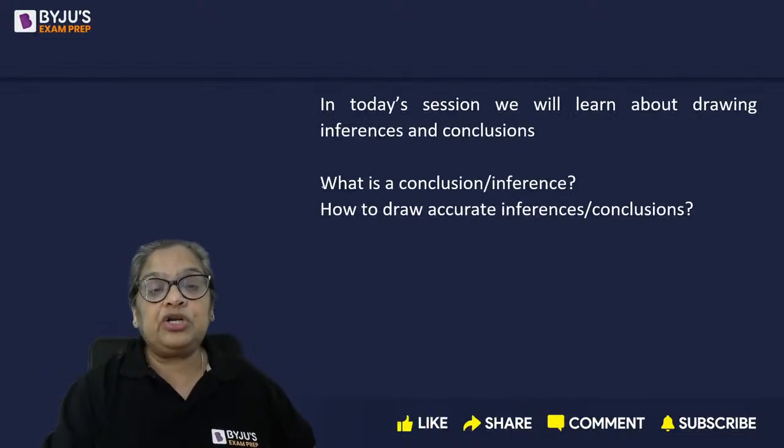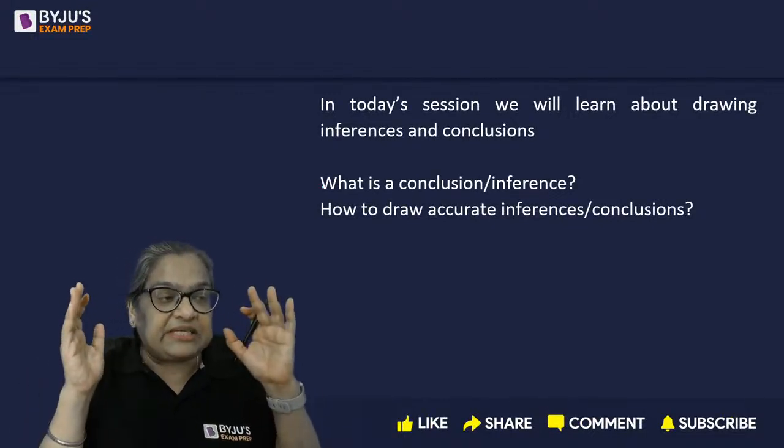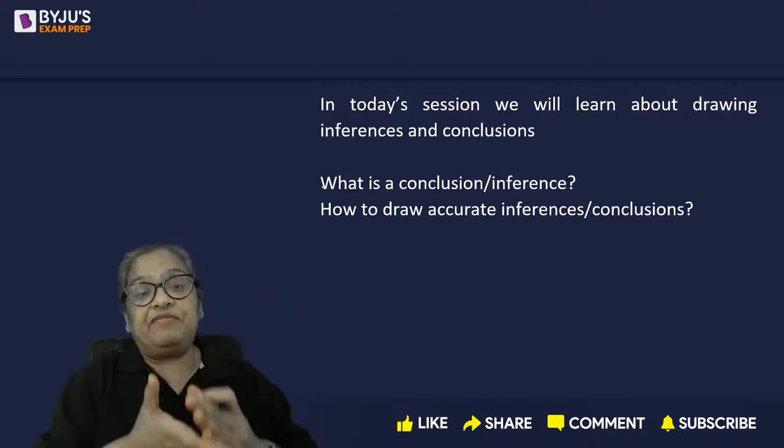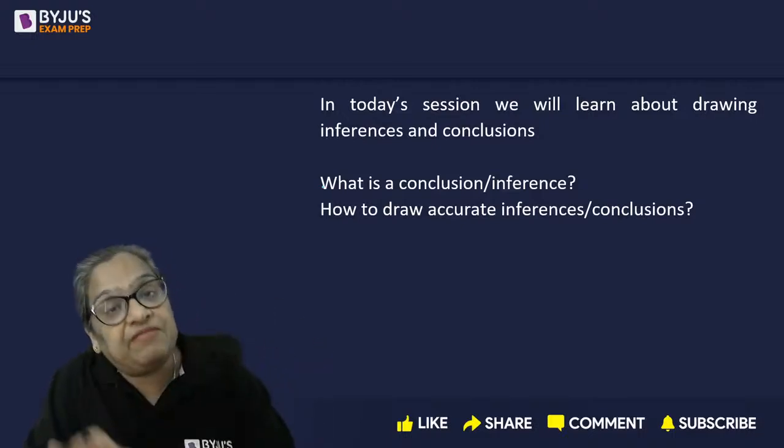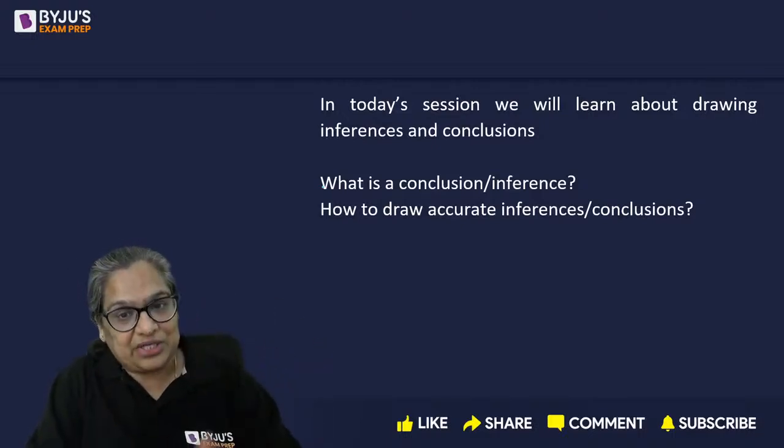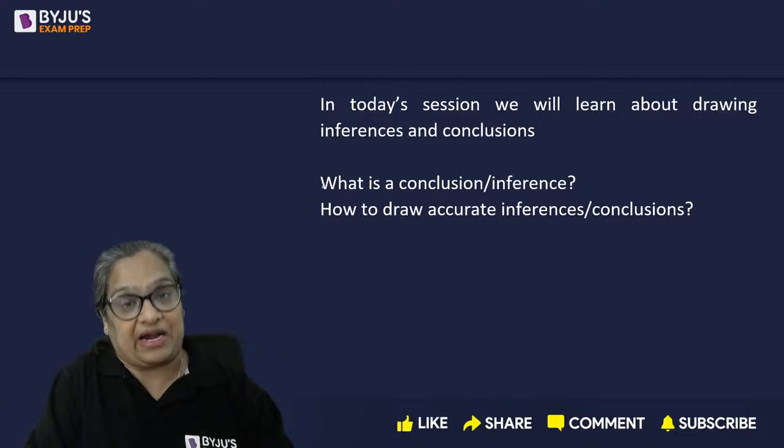What is a conclusion or an inference? There are certain facts given. An inference or a conclusion is another fact which can be derived from the given facts. So you're going one step away from the fact which is given.